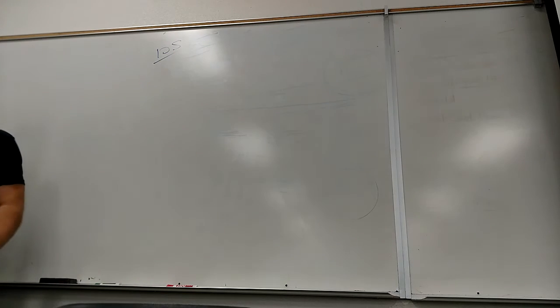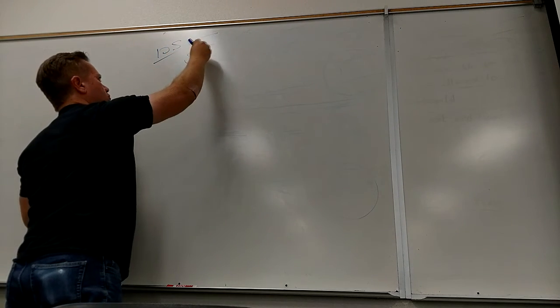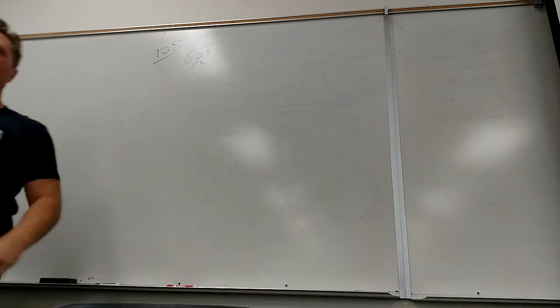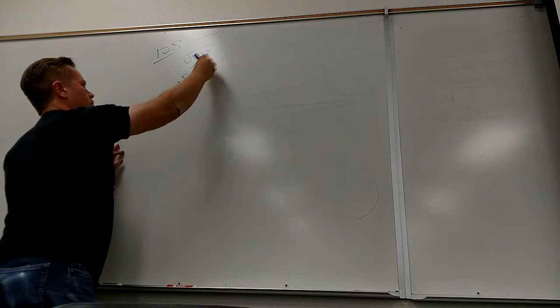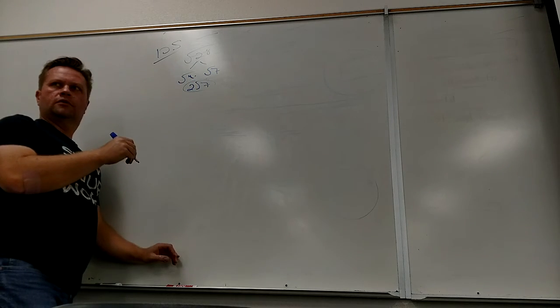I love 10.5 because it's about time we saw a purpose for something like this. Remind me, how would you do square root of 28? Square root of 4 times square root of 7. Square root of 4 is 2. So 2 square root of 7.